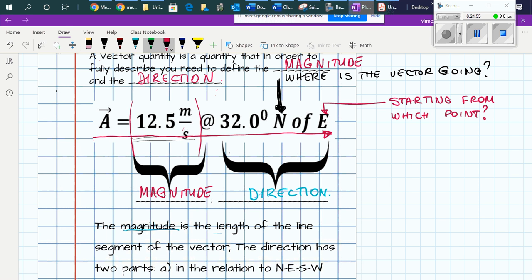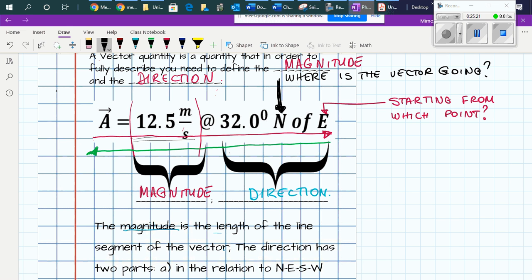And when you are drawing it into the northeast southwest axis, you will start in the opposite direction. So you will say, starting from east, going north at 32 degrees, you are drawing a vector with magnitude of 12.5 meters per second, and this is vector A.